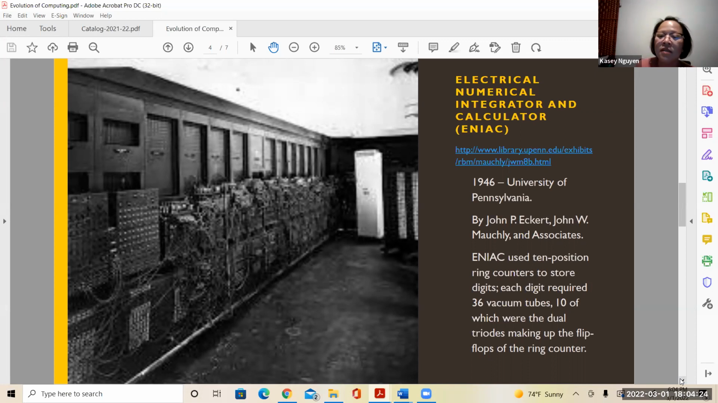So ENIAC was a system that used 36 vacuum tubes. So we went from 300 vacuum tubes down to fewer vacuum tubes. And it used triodes and flip-flops. So you start seeing some switching components inside the system.